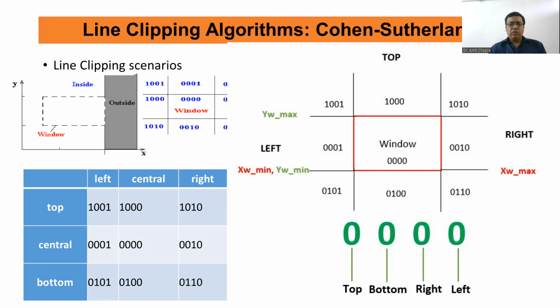In a similar way, we are defining the codes for top, bottom, right, left. Like 1, 0, 0, 1, top left. 1, 0, 0, 0, top central. 1, 0, 1, 0 for top right. Then central left, 0, 0, 0, 1. Central, central, 0, 0, 0, 0. That means the object is inside the window. Then central right is 0, 0, 1, 0. And for the bottom left, 0, 1, 0, 1. Bottom central, 0, 1, 0, 0. Bottom right, 0, 1, 1, 0. Now, we have defined the region codes like this.